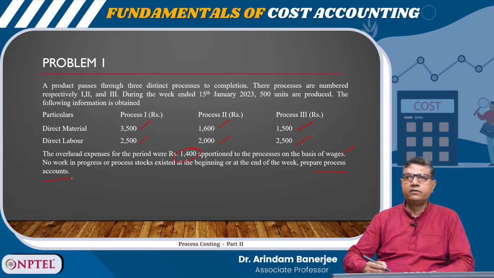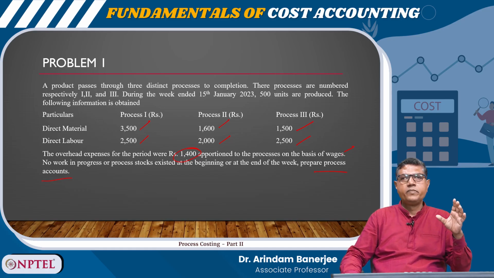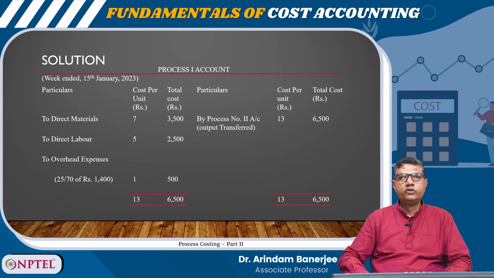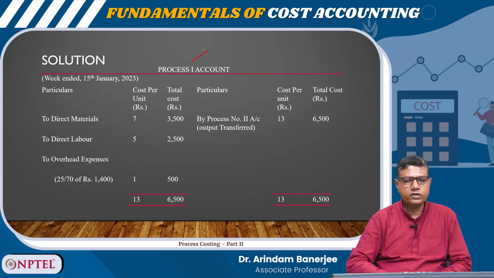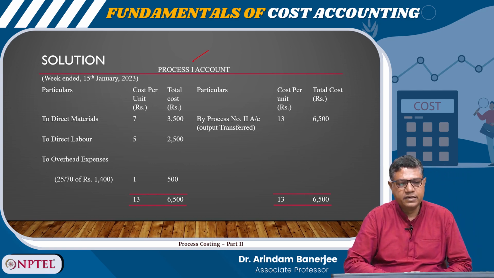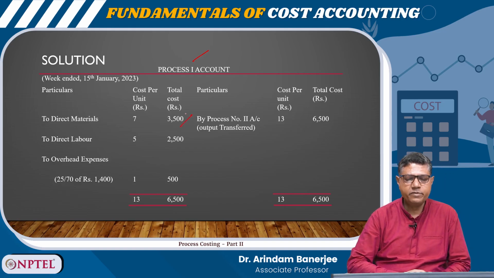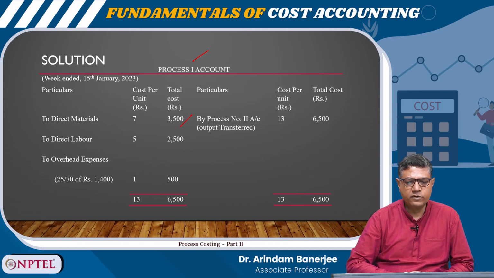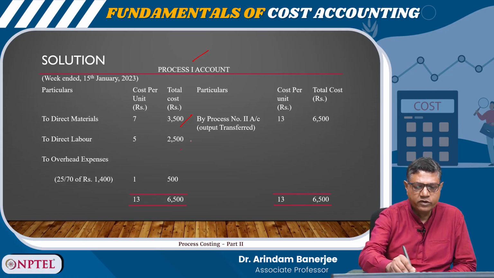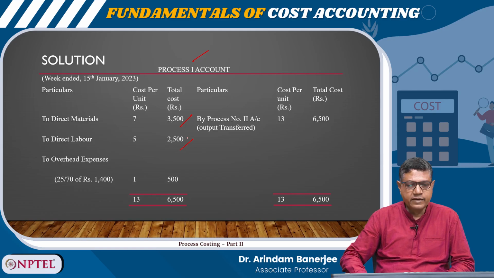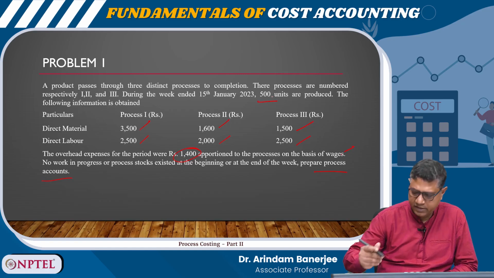So, we have to construct the process account from this information. Okay, so we will see the solution. First is the process 1 account, right? In process 1 account, first the direct material is 3500, and direct labor is 2500. And it is given here that the number of units is 500.